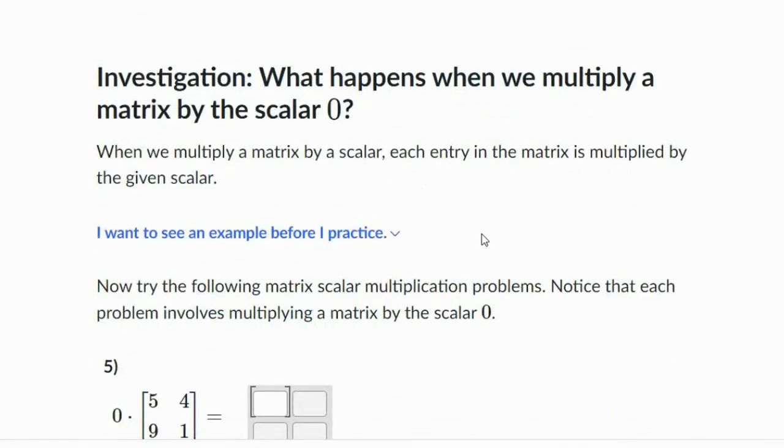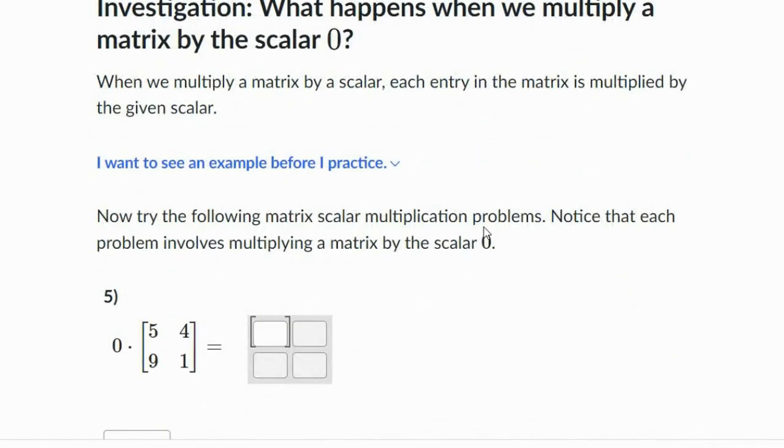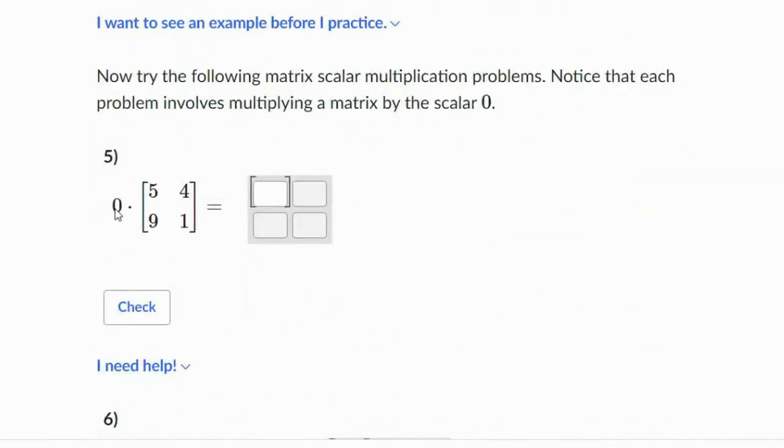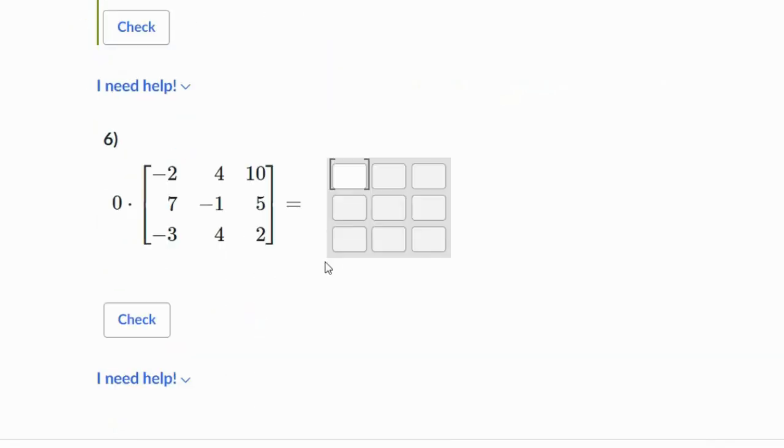What happens when we multiply a matrix by the scalar 0? 0 times the matrix 5, 4, 9, 1. Just what you expect. 0 times 5, 0 times 4, 0 times 9, 0 times 1. Right? And here, even though it's a larger matrix, it's 0 times every number in the matrix. So 0 times negative 2, 0 times 4, 0 times 10, 0 times 7, 0 times negative 1, 0 times 5, 0 times negative 3, 0 times 4, and 0 times 2.